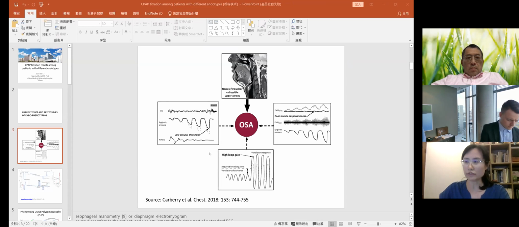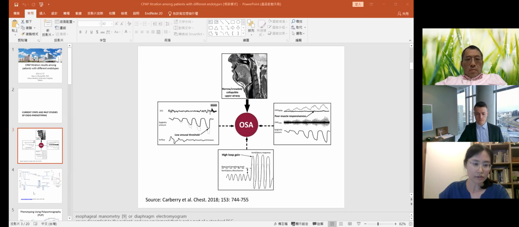Initially, these endophenotypes can be very difficult to identify in clinical settings because they don't use standard PSG equipment such as esophageal manometry, and it also causes discomfort to the patient. So we cannot use it in every patient, and it's difficult to put it into everyday clinical practice.